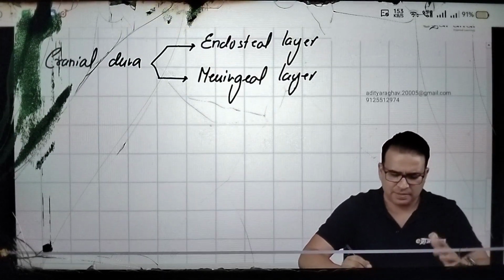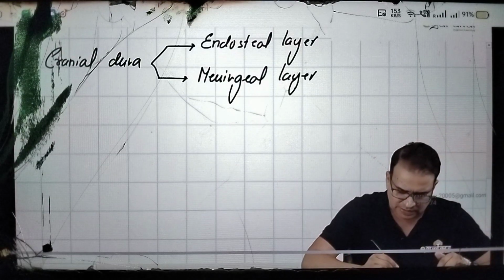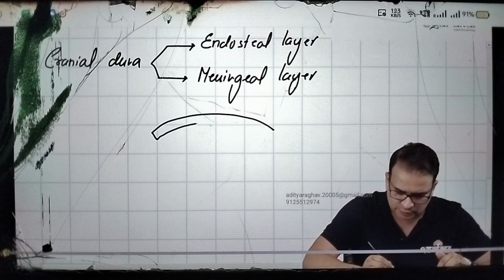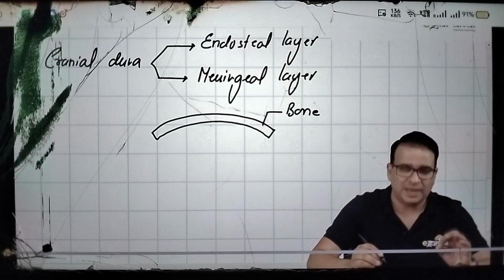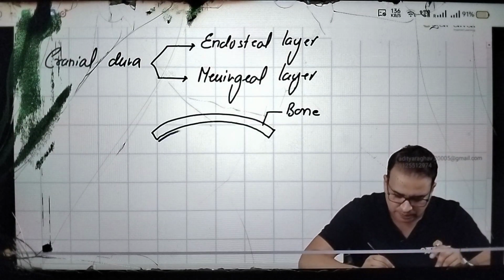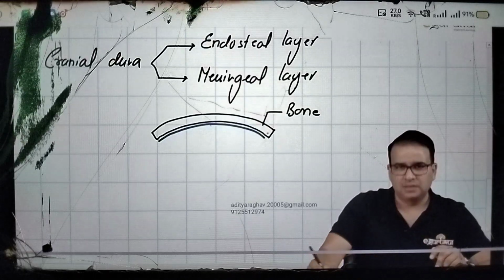Now let me explain that diagrammatically, guys. If you take a coronal section of the skull, let's presume this is a coronal section. So that's a bone, that's a skull bone. We have one layer of the cranial dura mater which is adherent to the bone only. This is called the endostal layer.